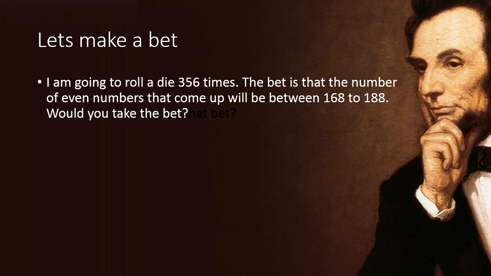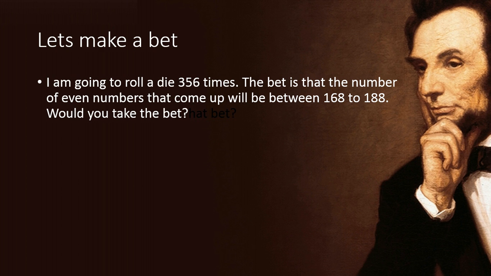And so you're going to roll this die 356 times. Now, the bet that he tells you is that when I roll this 356 times, it's going to come up heads, not heads, not a coin. It's going to come up even between 168 and 188 times when you roll this. And you've got to think, is this a good bet? Or is Mr. Lincoln trying to play me as a fool?